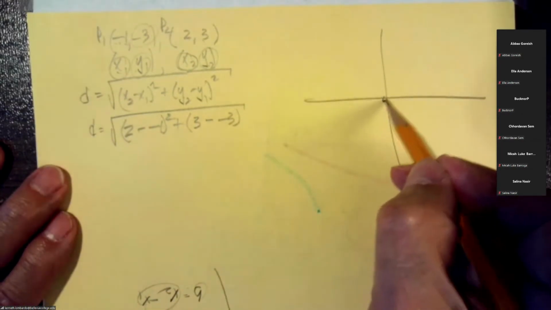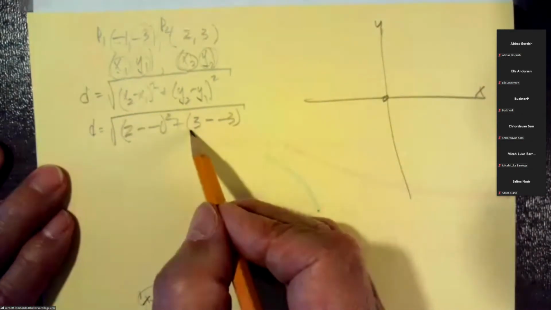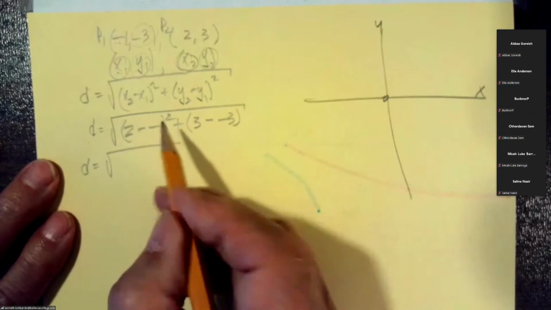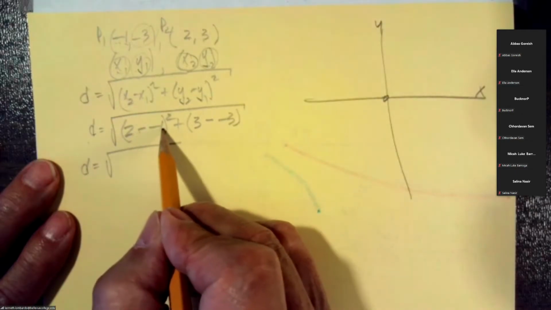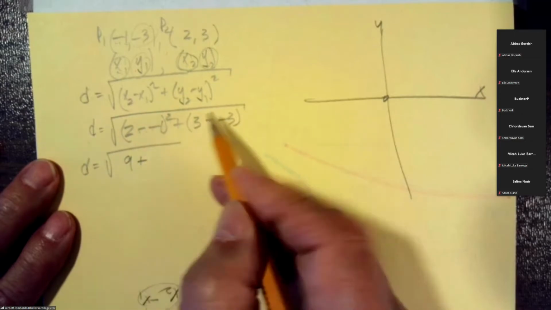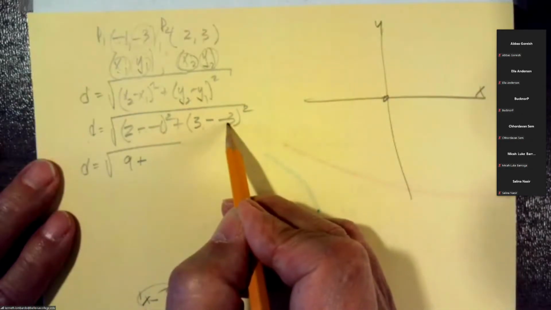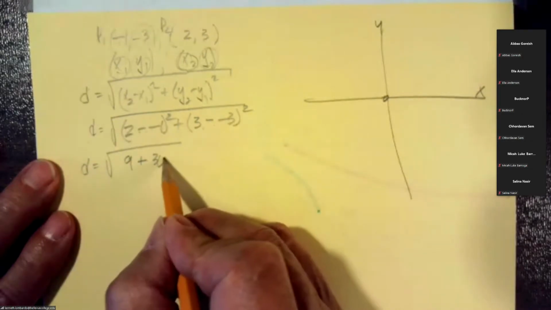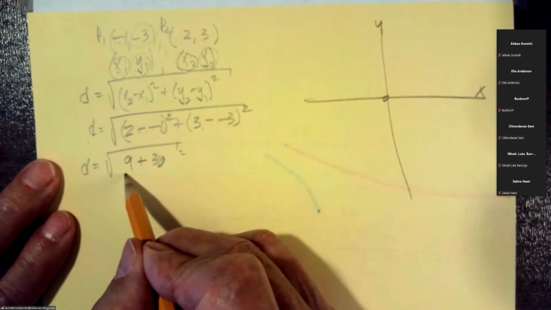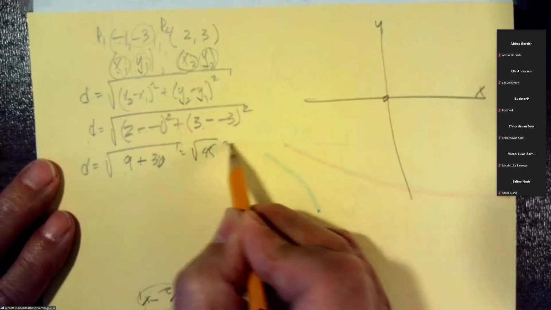Okay, so now we have the distance. We can get the distance between those 2 points by simply solving this equation. So distance equals the root of (2 minus negative 1) squared, so 2 plus 1 is 3, and 3 squared is 9, plus (3 minus negative 3) squared, so 3 plus 3 is 6, squared is 36. We have D, the distance, is the square root of 9 plus 36. 36 and 9 is 45. It's the root of 45.